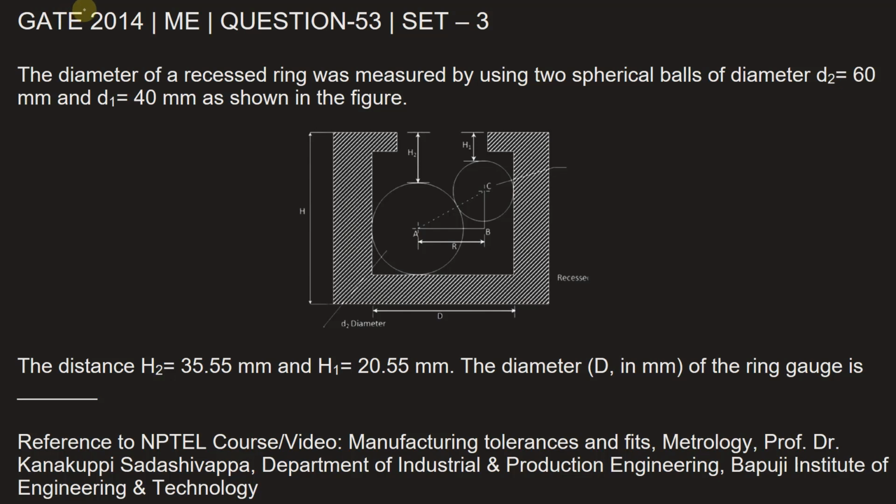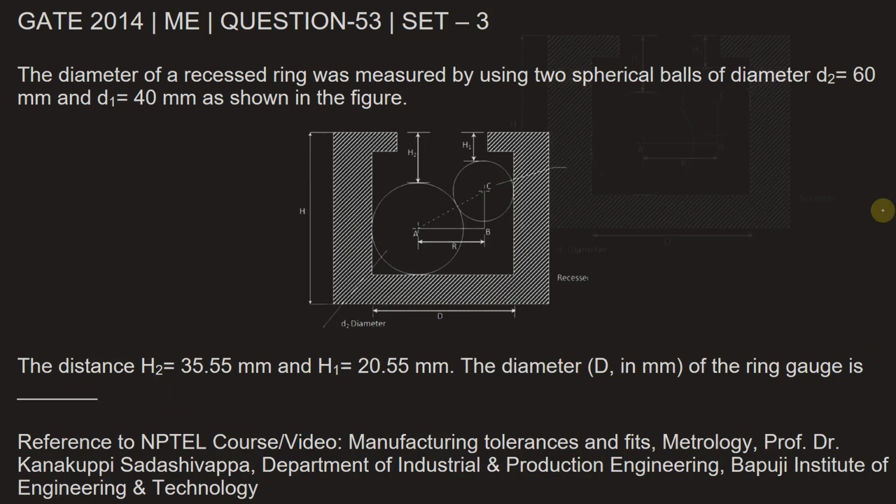This question is from GATE 2014 Mechanical Engineering paper set 3, question number 53. The diameter of a recessed ring was measured by using two spherical balls of diameter D2 60 mm and D1 40 mm as shown in the figure. The distance H2 is 35.55 mm and H1 is 20.55 mm. The diameter D, capital D, in millimeter of the ring gauge is dash.